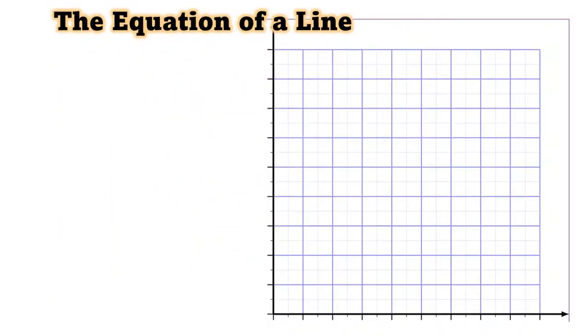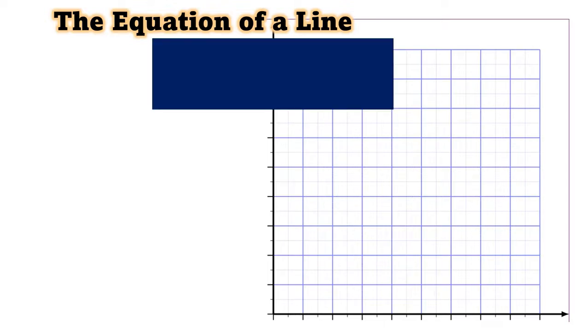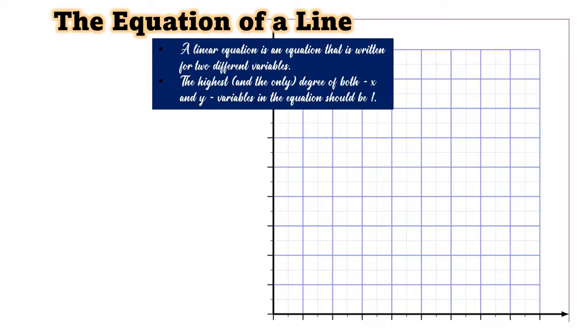We are done with the slope of a line. What about writing the equation of a line? Let's start with defining a linear equation. A linear equation is an equation that is written for 2 different variables. The highest and the only degree of both the x and the y variable in the equation should be 1.